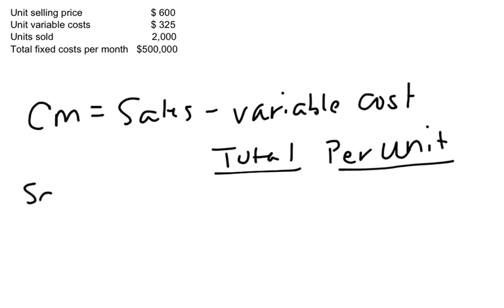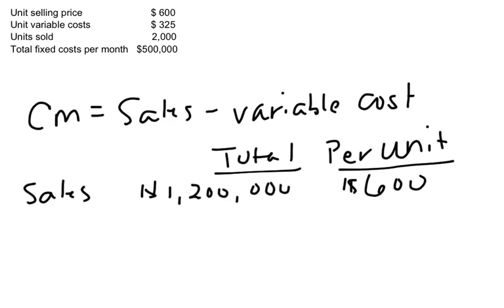All right, we'll start off with sales. So this should look like an income statement for a manufacturing firm. To get total sales, I know that my unit selling price is $600. I can put that over here. That's easy. And I sold 2,000 units. So if I multiply those together, I have a total of $1.2 million in sales.